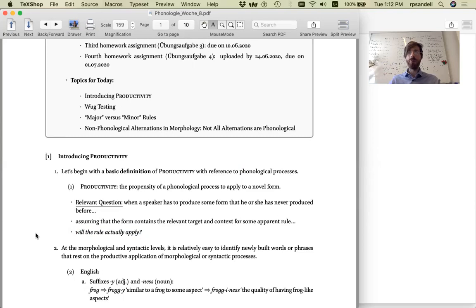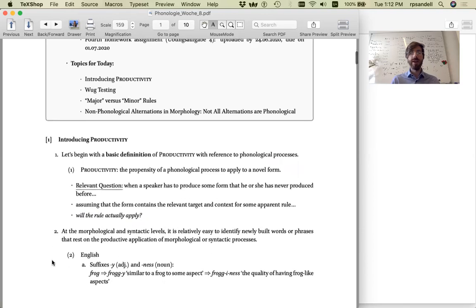This term productivity, you may hear it more commonly in the domains of morphology and syntax, and especially with respect to morphology, the topic of productivity has been the topic of an extensive amount of investigation. And at those two levels, the morphological and syntactic levels, it's relatively straightforward and clear to see when we find newly built words or newly built phrases that depend upon the productive application of morphological or syntactic processes.